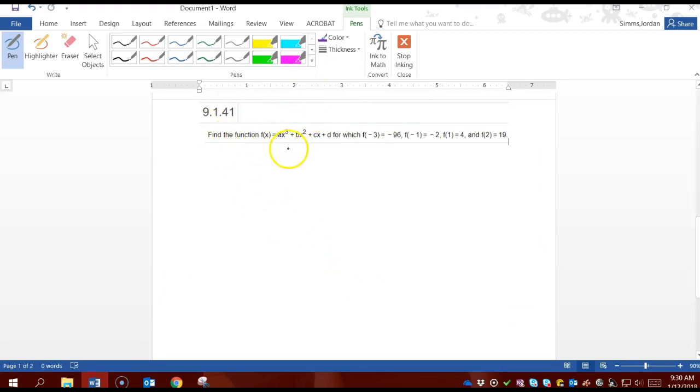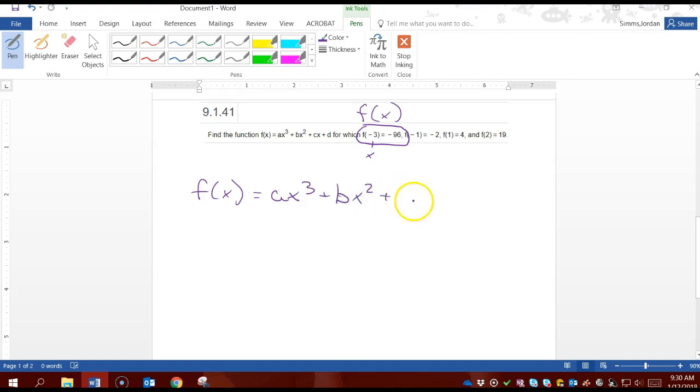Now we have to find the function f of x equals ax cubed plus bx squared plus cx plus d for these values here. So f of negative 3 is negative 96, f of negative 1 is negative 2, etc. So remember, we're using function notation here. So that's f of x, which means this negative 3 is our x. So if we just took this first one, we're going to make an equation out of that using this form. Instead of the general ax cubed plus bx squared plus cx plus d, let's blast in what we know.